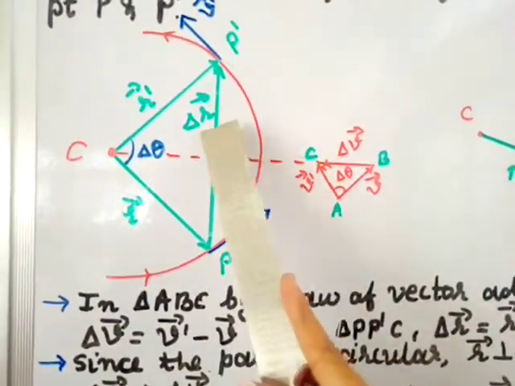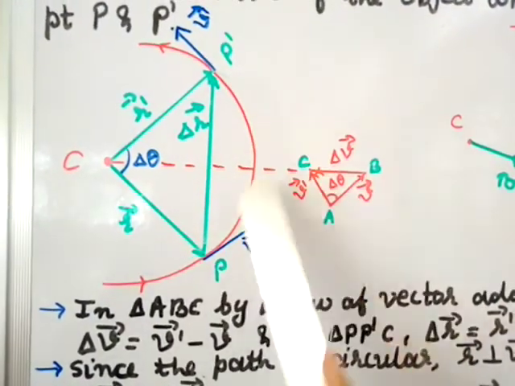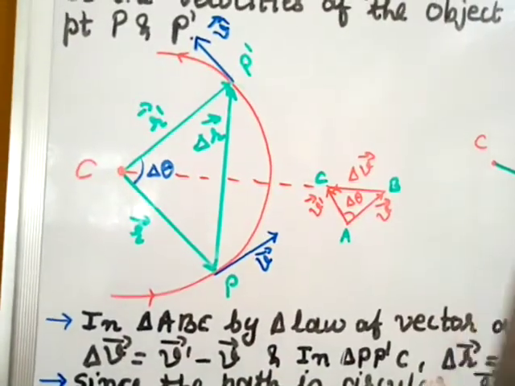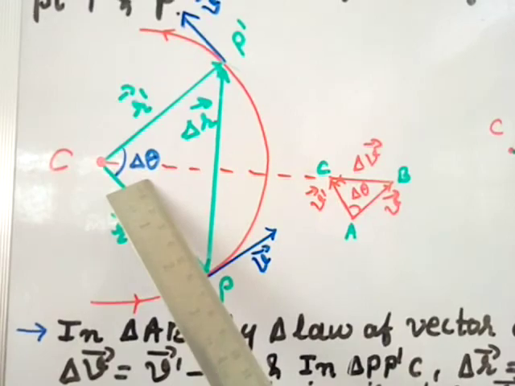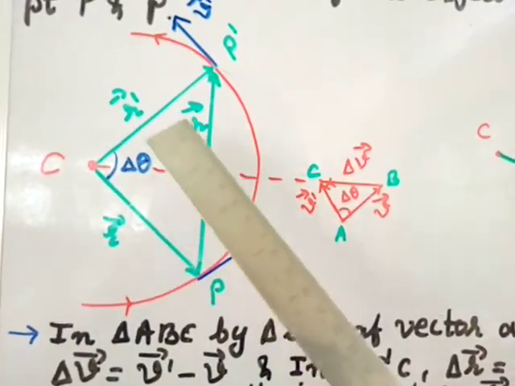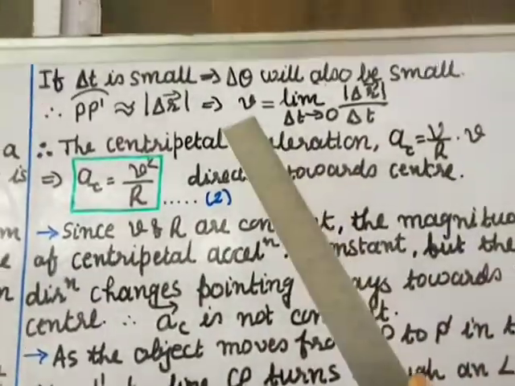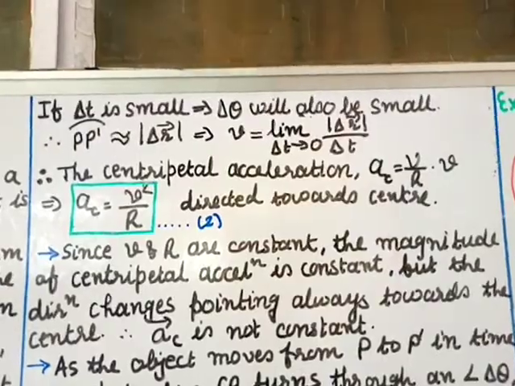So we can say delta r will be equal to the length of this arc PP dash. So delta r will become this. Why? Because we are taking delta t small, which makes delta theta small, so delta r becomes small, and this will become approximately equal to the arc PP dash. So we have written here V equals limit delta t tends to 0 magnitude of delta r by delta t.